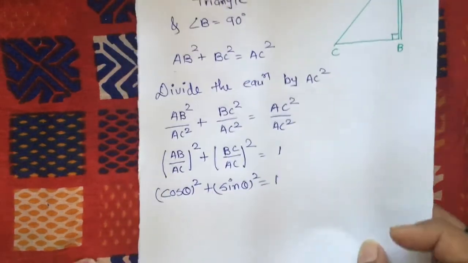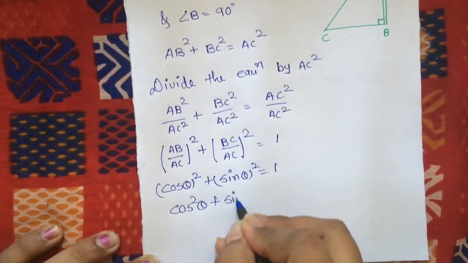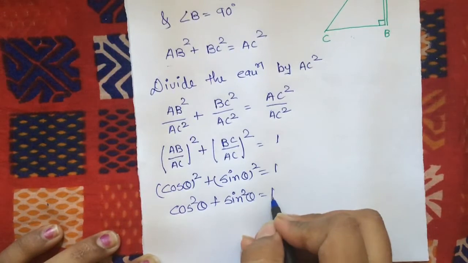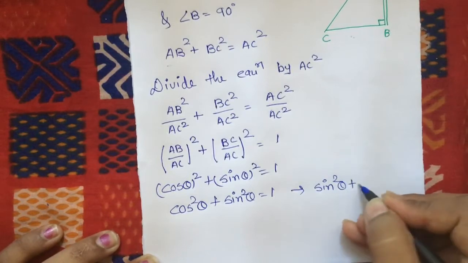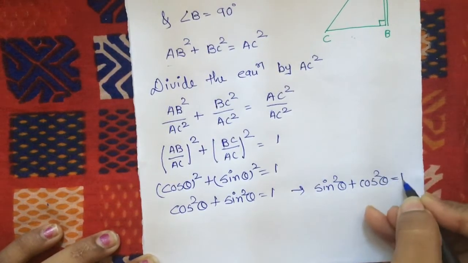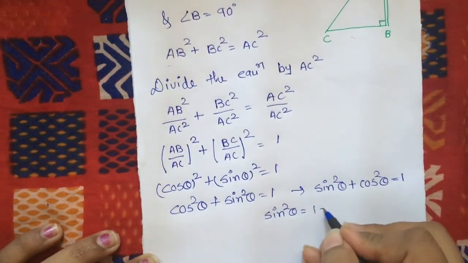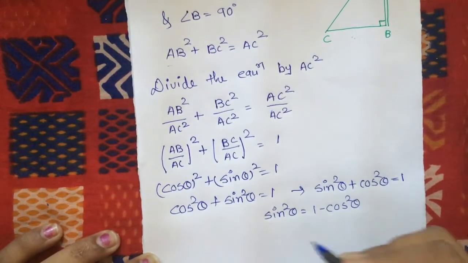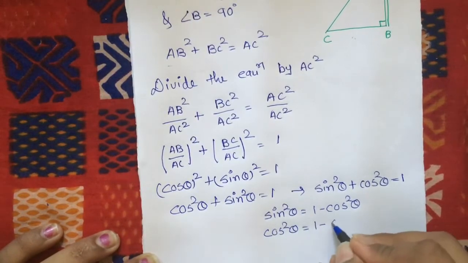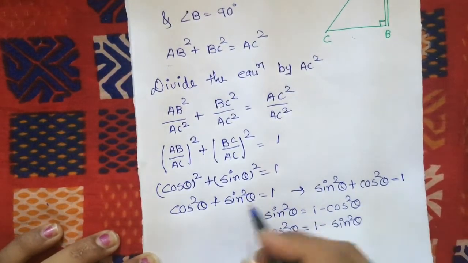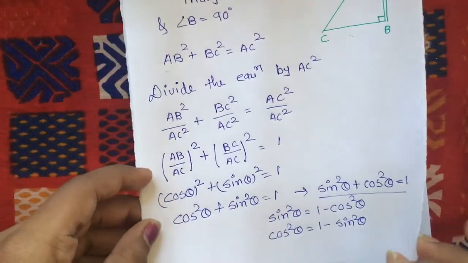So here we have the first identity, which is cos square theta plus sin square theta is equal to 1, or else you can write sin square theta plus cos square theta is equal to 1. From this we have sin square theta is equal to 1 minus cos square theta, and if cos square theta is the subject, then cos square theta is equal to 1 minus sin square theta. So this is the first identity which we are going to use in this particular chapter and chapter number 9 also.